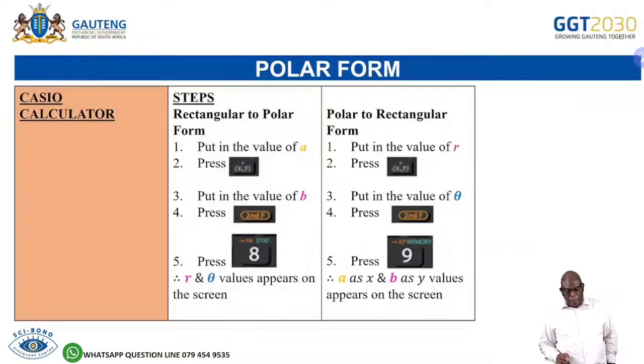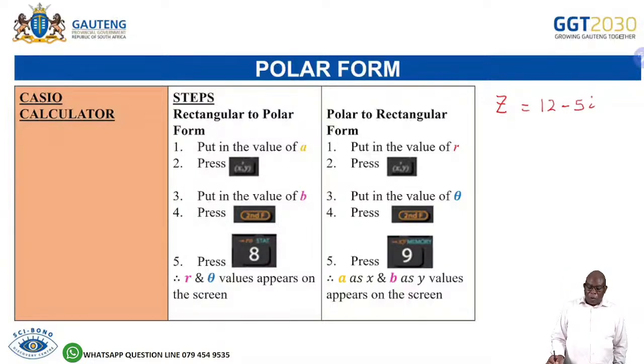Calculator work. I know you have your calculators with you, so please do it with me. I want you to do this question using a calculator. If I've got Z equals 12 minus 5i, we've already done this question. This is rectangular and we're taking it to polar form.